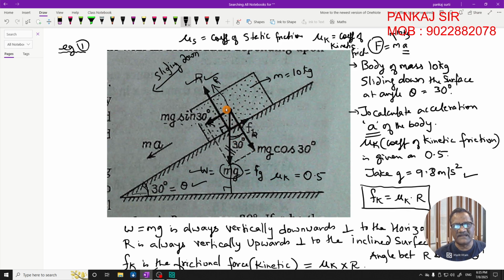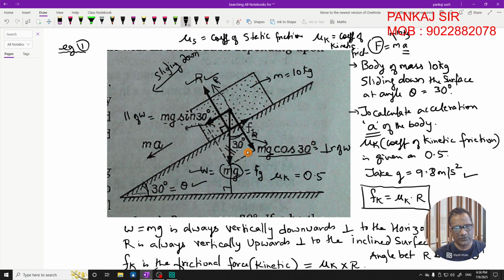Now this component is attached to this angle 30. So this component you are going to take as cos. So this is your mg cos theta. Now this is what component? It is going perpendicular to the inclined surface. So this is your perpendicular component of W. So perpendicular component of W will be mg cos theta. And this component is going parallel to the inclined plane, so this will be your parallel component of W. So once you prepare this parallel and perpendicular component of W, your FBD is ready.